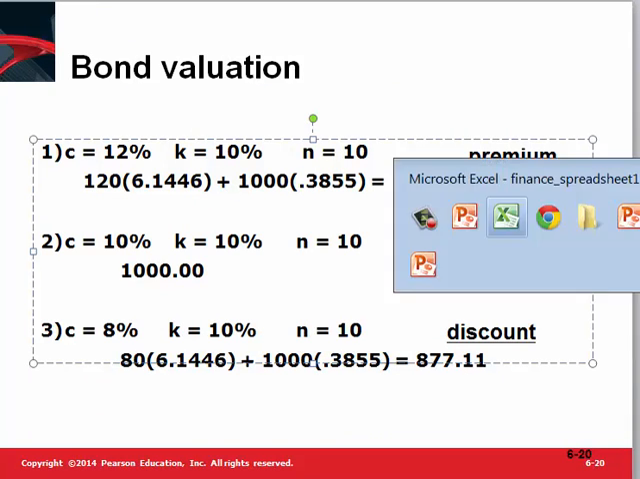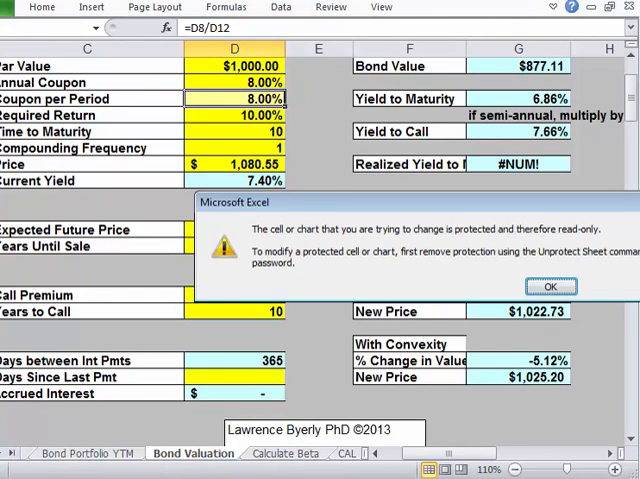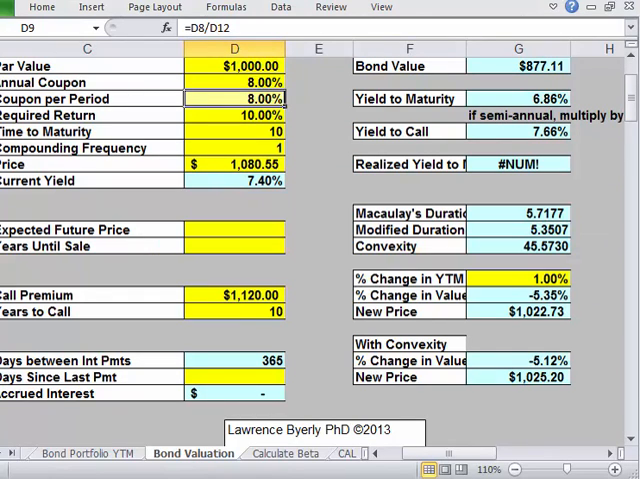And again, if we plug the 10 in the middle here, make that 10. Oops, I'm sorry, it's the wrong one. Make the coupon 10. If the required return and the coupon are the same, obviously it sells at par. So let's go back up here again. 8% is the coupon. That's $877.